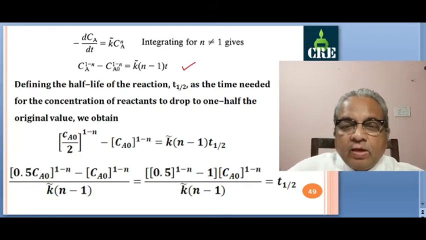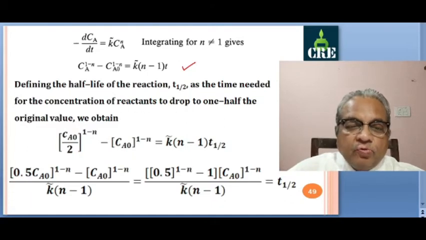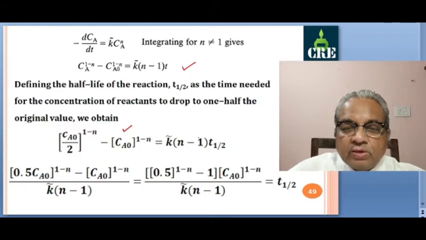Half-life, t half, is the time needed for the conversion to drop to half of the original value. If the original value is Ca0, half the original value is Ca0 by 2. So Ca is equal to Ca0 by 2, so Ca0 by 2 raised to 1 minus n minus Ca0 raised to 1 minus n is equal to K bar into n minus 1, and t is equal to t half now. Okay, half-life.